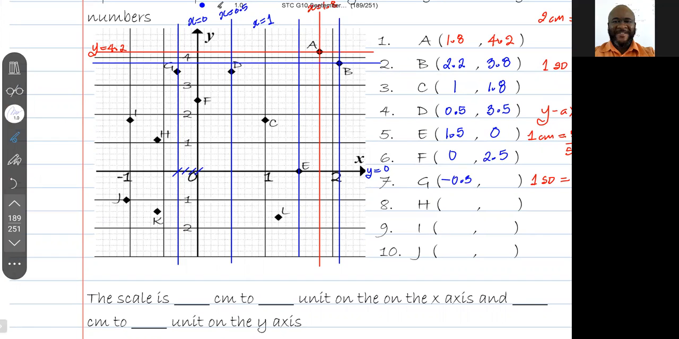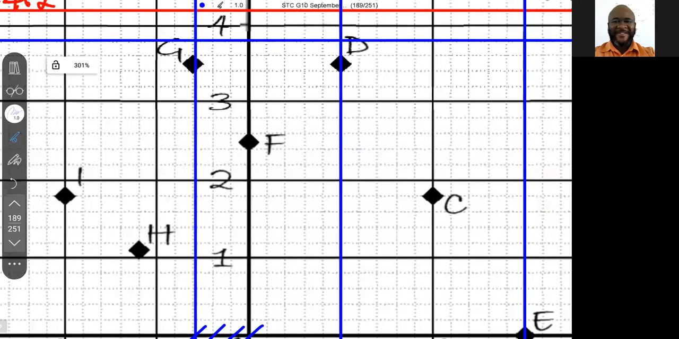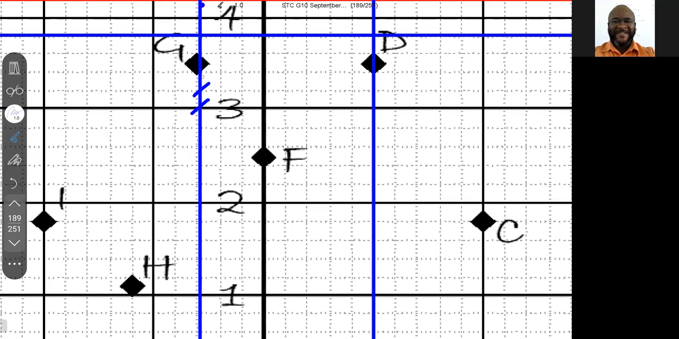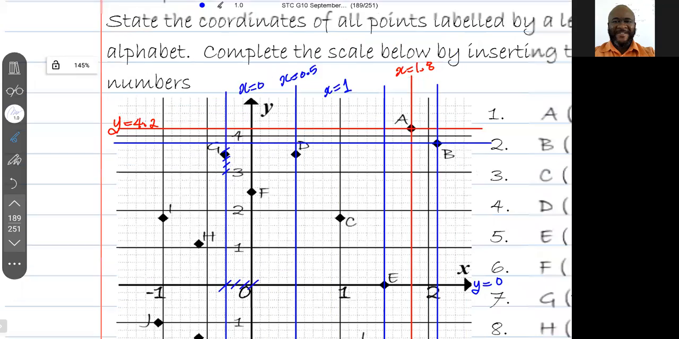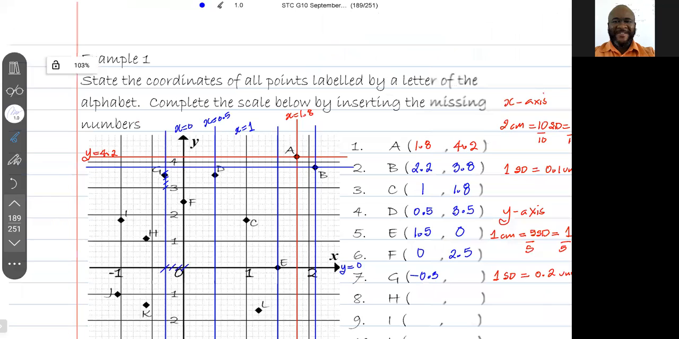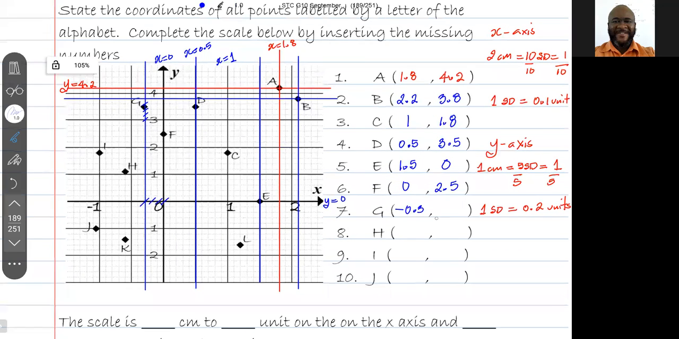And we're looking at G. The horizontal, let's work it out. This is 3, 3.2, 3.4, 3.6. So again, that's between 3.4 and 3.6, it's 3.5. So G is the point minus 0.3 and 3.5.